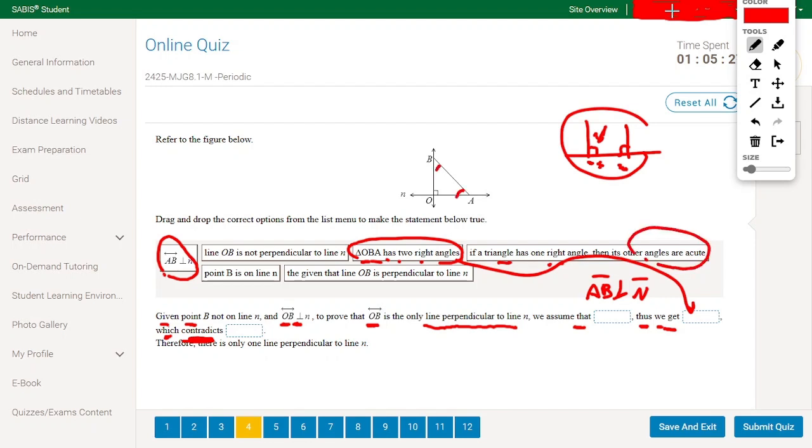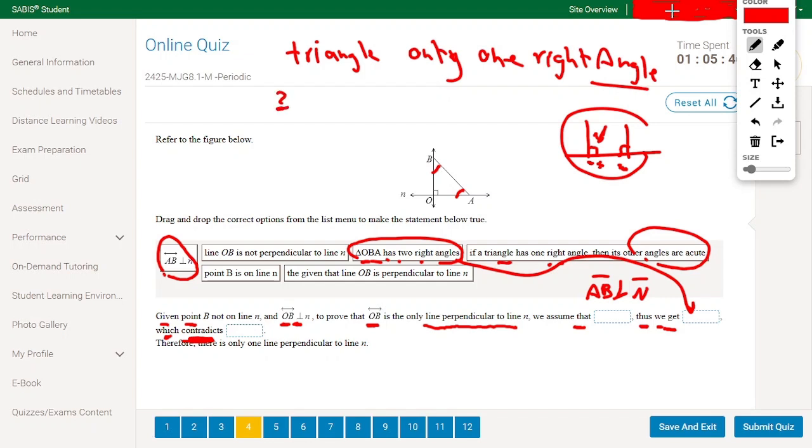Yes. So in a triangle, only one right angle, right? And the other two angles must be acute, because the three angles must add up to 180. If I have two right angles, it will be more than 180, which is not right.